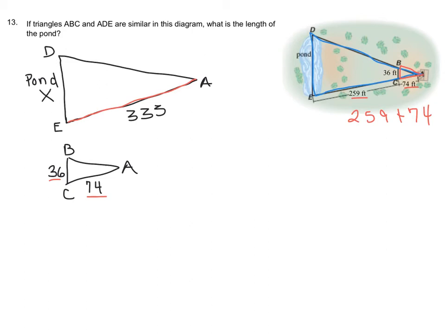Since these figures are similar, I can set up a proportion. Now, I know that AC and AE are corresponding sides. So my proportion will be AC over AE equals the ratio of BC to DE.